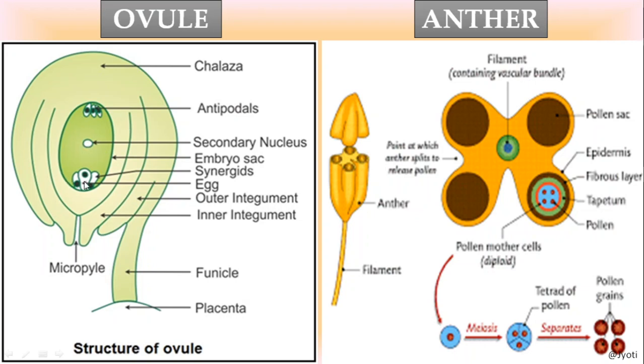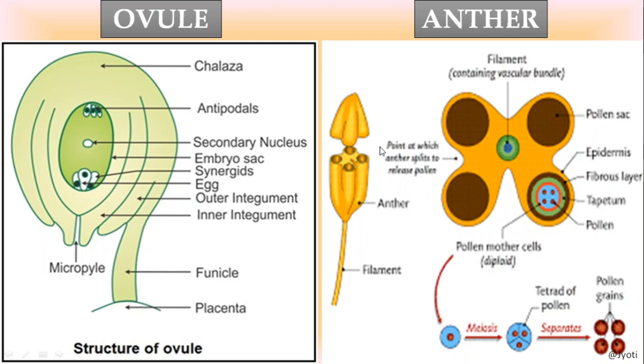So how many nuclei are there altogether inside the ovule? Inside the ovule, 8 nuclei are present. Okay, so 3 antipodal, 2 synergid, 1 egg cell and 1 secondary nucleus, which is made up of 2 polar nuclei. So altogether there are 8 nuclei present inside the embryo sac. Because it contains the egg, that is the female gamete, it is called the female gametophyte.